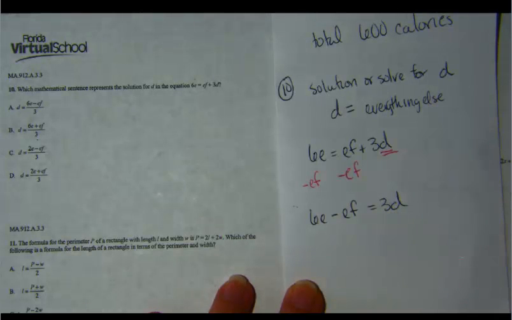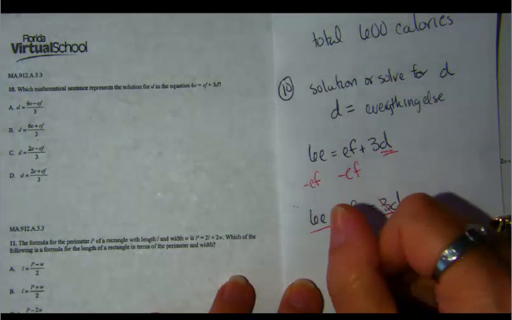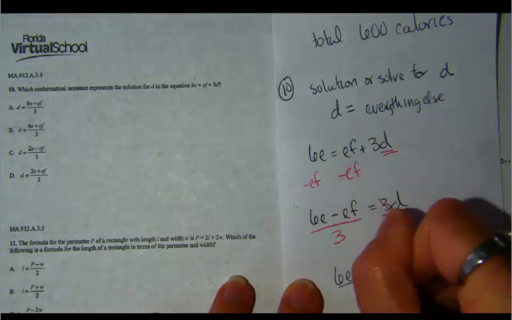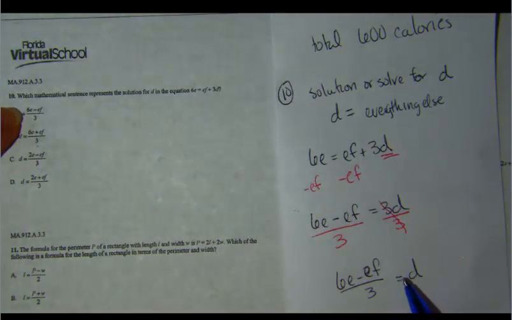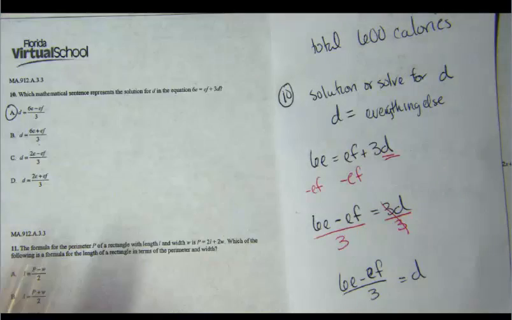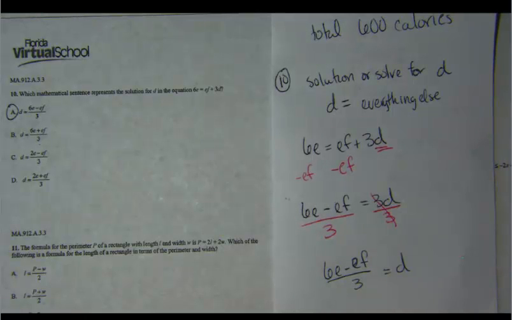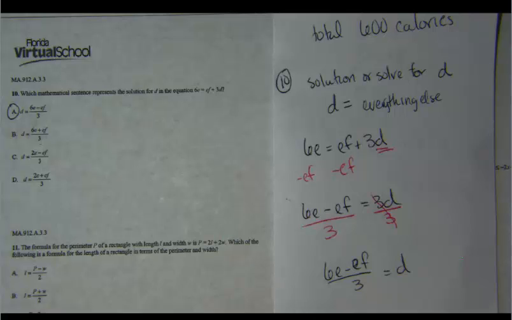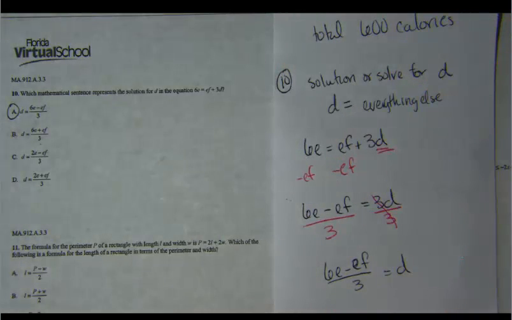I still want D by itself, so I'm going to divide by 3 to get rid of those 3's. And I get 6E minus EF over 3 is equal to D. So we just look for this, 6E minus EF over 3. We're just moving stuff around. We can't actually combine anything because none of the letters match. So all you're doing is rearranging. I'm moving this to this side of the equation, and then I'm dividing by 3. Is that 60? Yes.